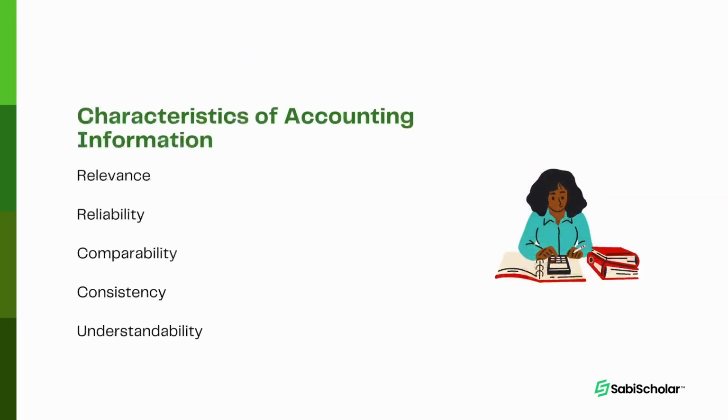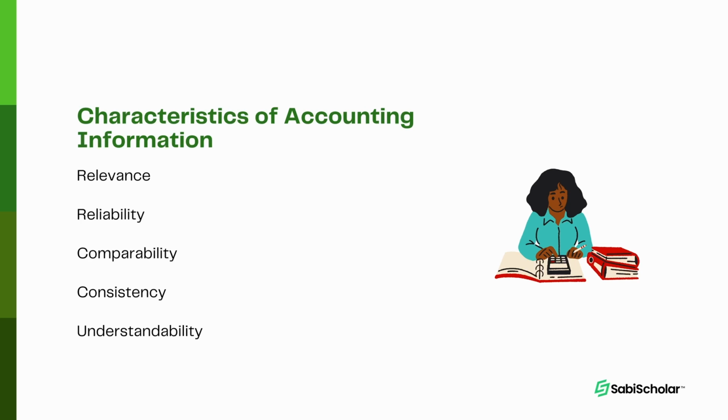Now, let's get to the next heading, characteristics of accounting information. What should good accounting information possess? What characteristics? What qualities should they possess? So good accounting information should possess certain qualities to be useful for decision making. Number one is relevance. So the information should be applicable and helpful for making decisions. If it's not relevant, it is not supposed to be called accounting information.